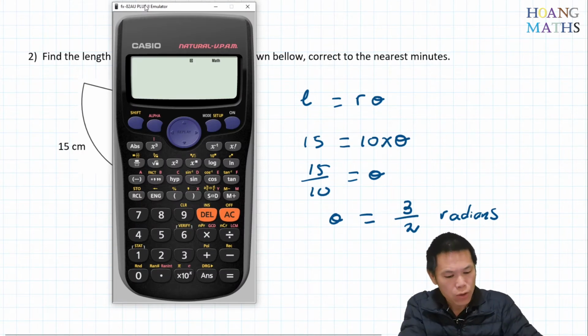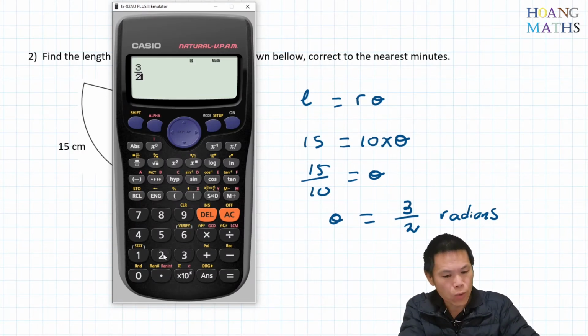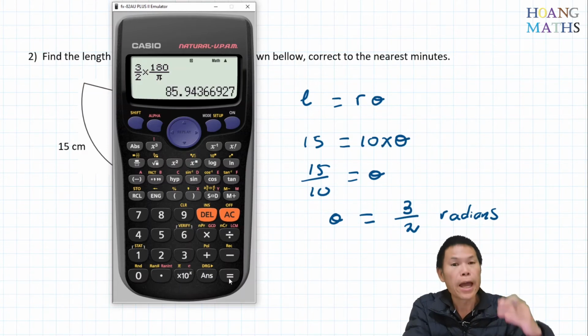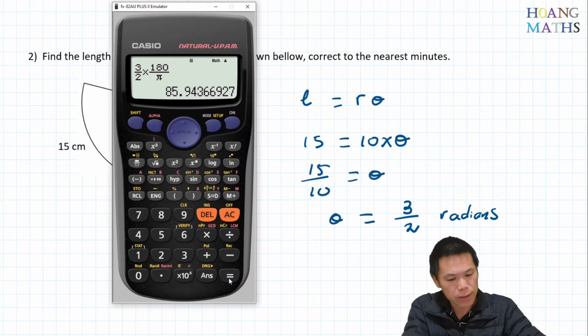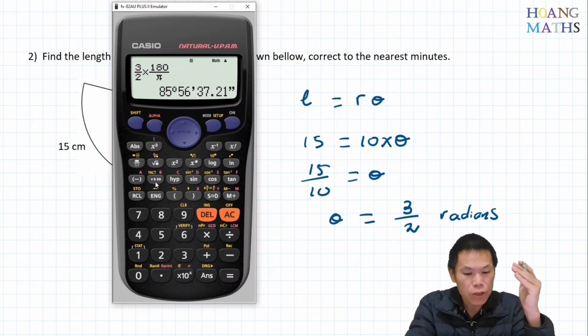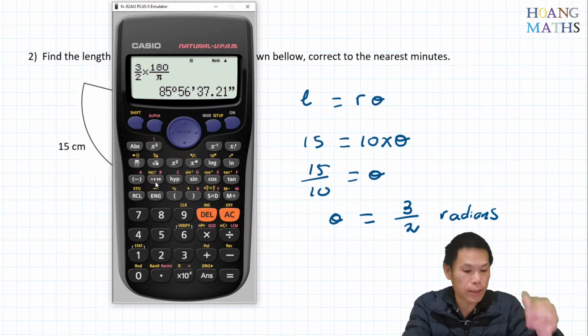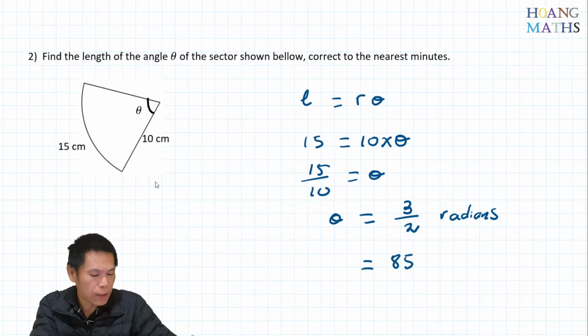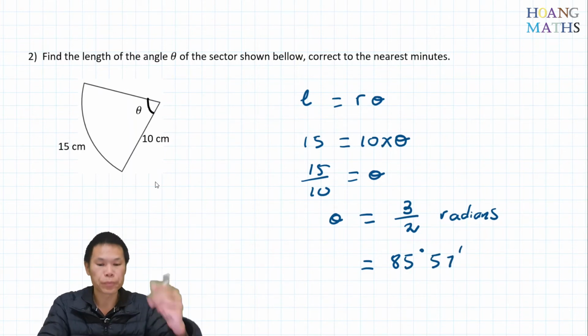So I just go, okay, 3 over 2 or 1.5 if you like, times by 180 over pi, because 180 degrees is 1 pi. And nearest to minutes, so I just press the DMS, degree minutes button. So that will give me 85 degrees and 57 minutes. So it's equal to 85 degrees and 57 minutes. There you go.